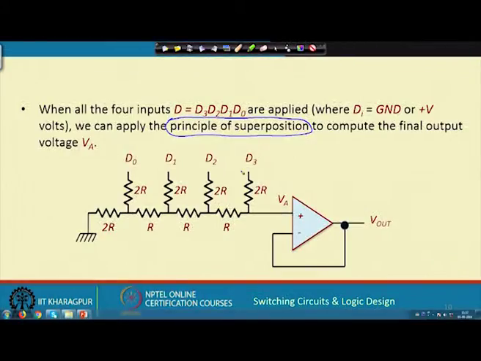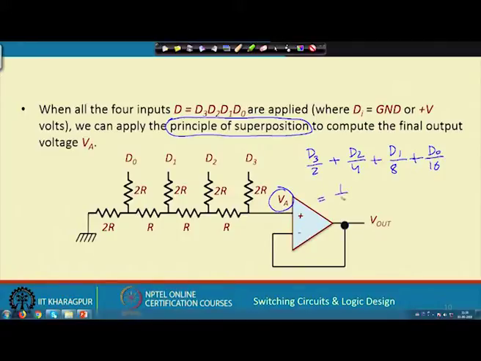Like what I am saying is that when all 4 inputs are applied, you calculate it separately. First D3 is applied, all others are grounded. So, what is the voltage? Then D2 is applied, all others are grounded, then what is the voltage? Then D1 is applied, then D0 is applied. You add all of them up, that will be the net VA, right. And so, this already you have seen, VA is what? D3/2, because V we assumed, D2 we said it becomes by 4, D1 by 8, D0 by 16.